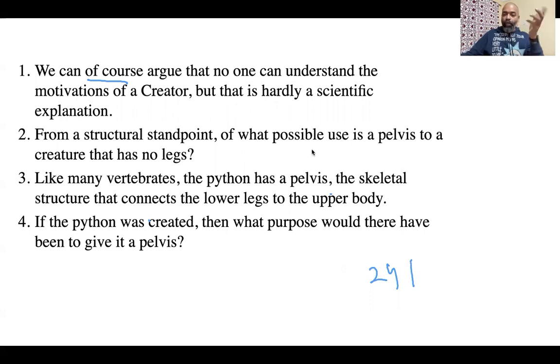You can argue this only if there's a confusion, isn't it? That confusion is in 2 and 4. So we can, of course, argue that no one can understand the motivations of a creator, but that is hardly a scientific explanation. It's not a scientific explanation saying that we don't know the motivation. But to come to 1, I need to first pose a confusing question. This is the confusing question. So either 2, 4 or 4, 2, we'll get to that in detail, whether it's 2, 4 or 4, 2, or why it should be 2, 4, 4, 2. But know that 1 has to come afterwards, because the 'of course' in 1 needs the context.